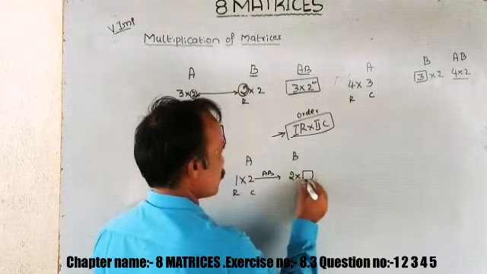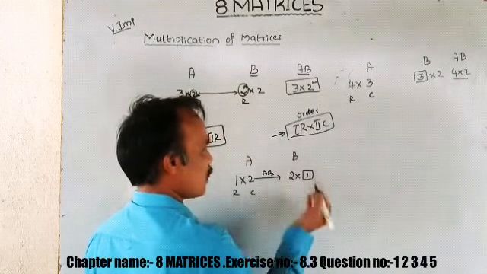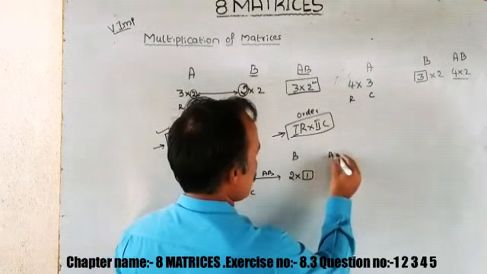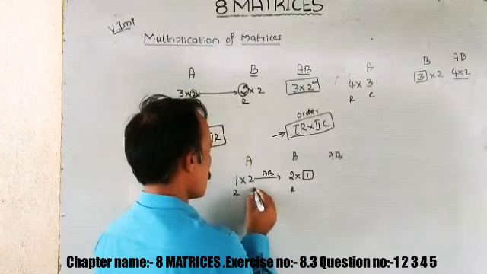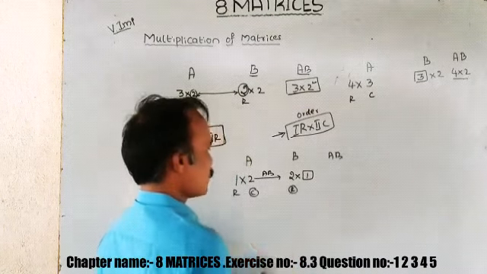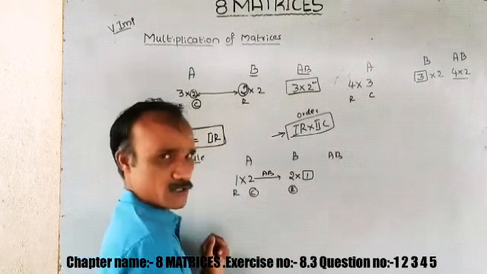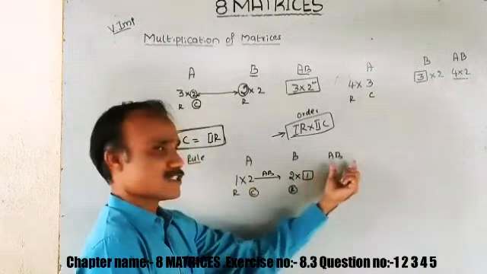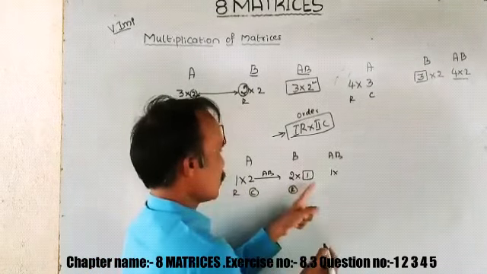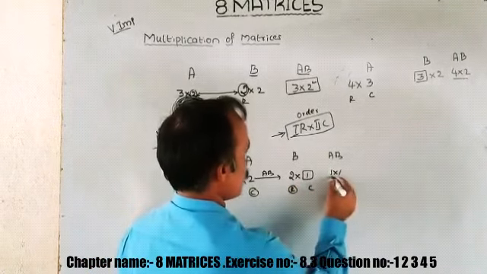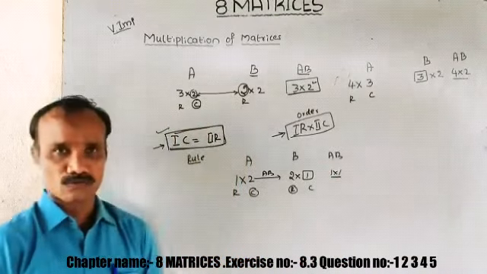So what about this one? Write anyone, no problem. 1. Therefore, what is the order of AB? Here C, here R. Columns of the first matrix are the same as rows of the second matrix. Therefore, AB is possible. If AB is possible, what is the order of AB? Number of rows, 1. Number of columns, 1. So this is 1 cross 1.